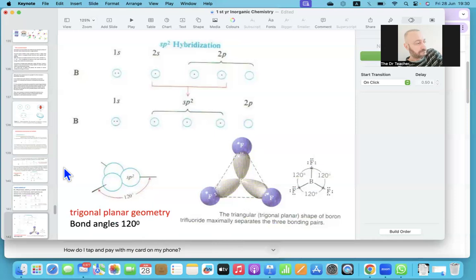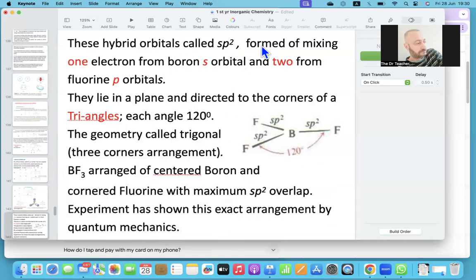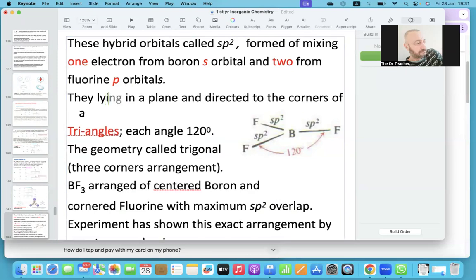Okay, sp2. These hybrid orbitals are called sp2, formed by mixing 1 electron from s and 2 electrons from p, with the 3 orbitals of fluorine. They are lying, sorry for this language, in a plane and directed to the corners of a triangle.